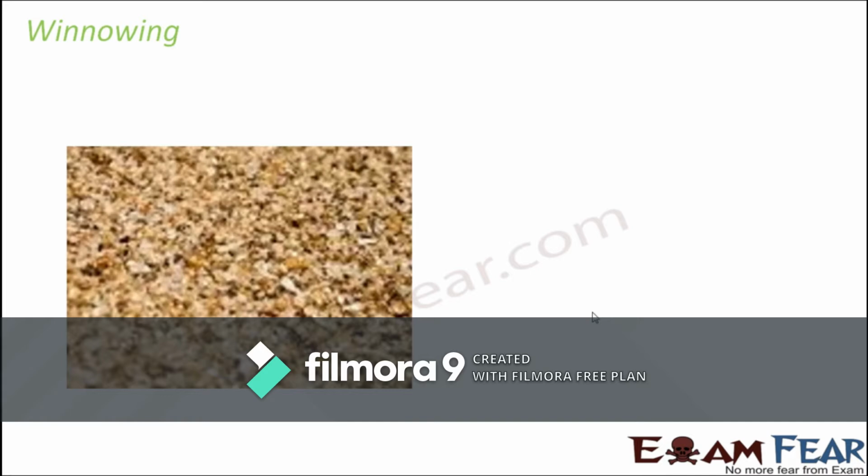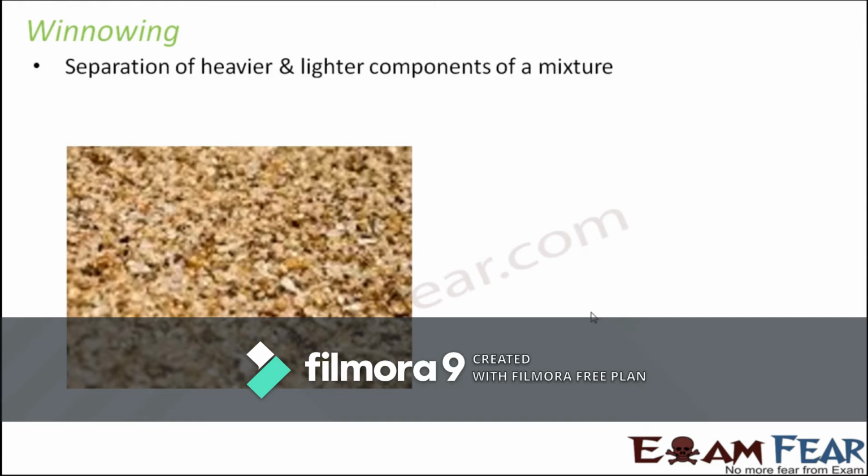In winnowing, we are able to separate particles which are of similar sizes, but have a difference in their density. That is, one is heavier and the other one is lighter. So when you have two types of components which, size wise and texture wise, might appear a little similar, but weight wise one is heavy and the other is light, these kinds of materials can be very well separated by winnowing.